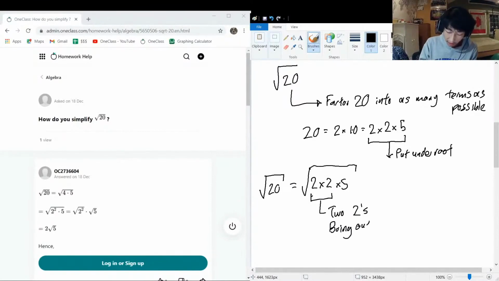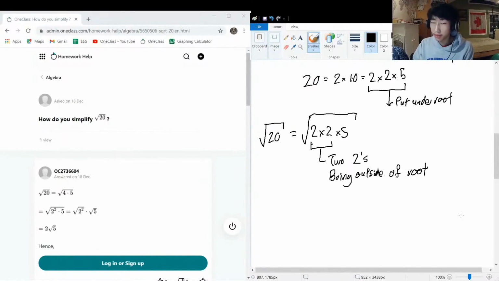Bring it outside of the root. What we really mean by bringing this outside of the root is that those two together, because we have a square root, anything that's multiplied by itself, when it leaves the root, just becomes itself. So when it's brought out of the root, it will become 2 times root 5. Let me draw it as a 5.